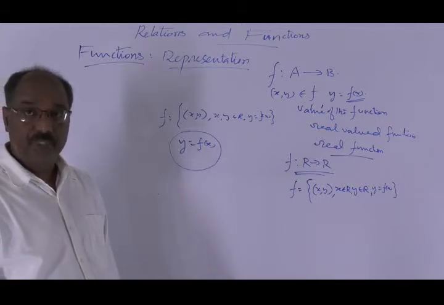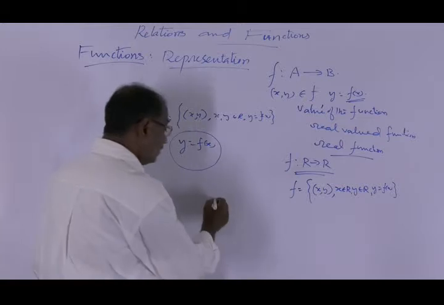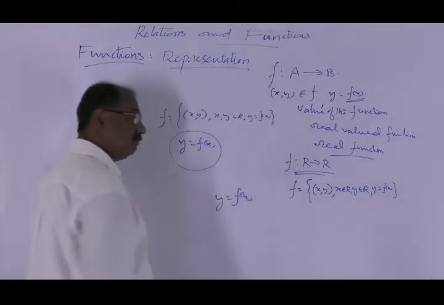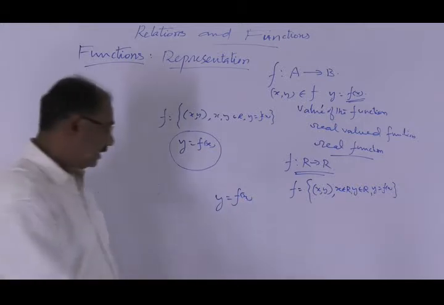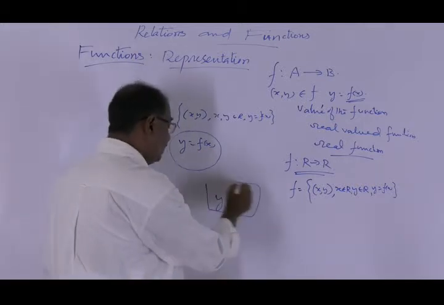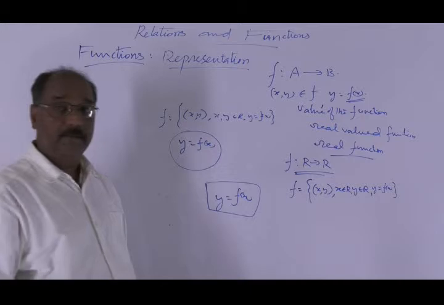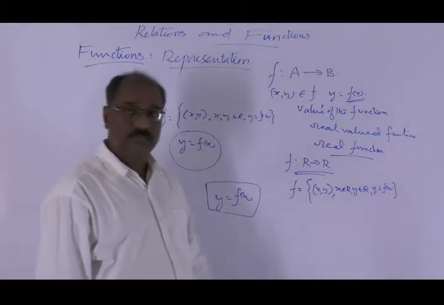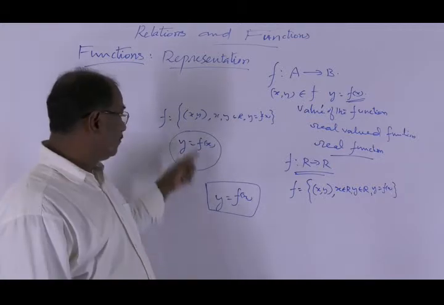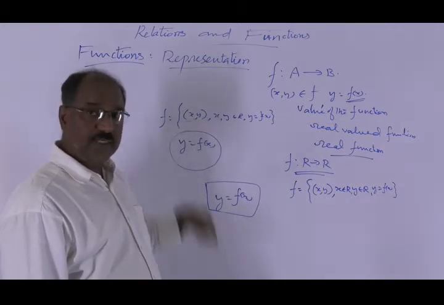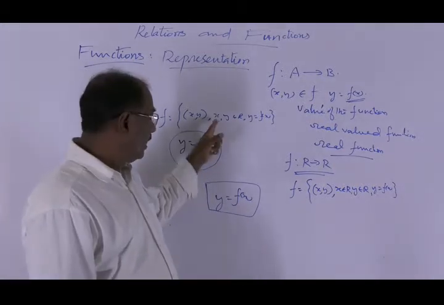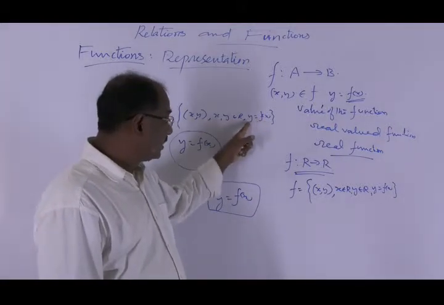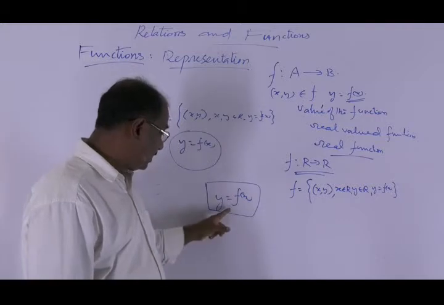Therefore, if we are given y equal to f(x), only say y equal to f(x), then it is understood that f is a function from R into R. f consists of such ordered pairs (x, y), x, y element of R, and y equal to f(x). This specific rule is only mentioned here.